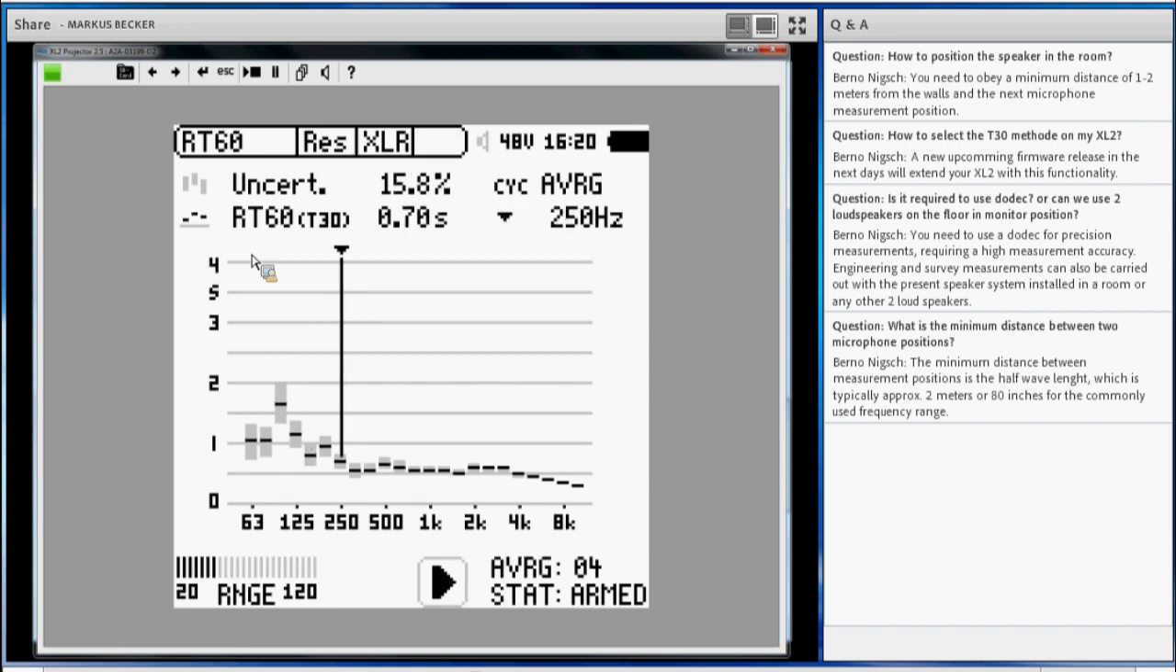So we see the RT60 result at 0.7 seconds, with an uncertainty of 15.8% for the 250 Hz band. And the uncertainty is also displayed visually. If you look at the result down here, we have a horizontal black line, which is the average of my measurements, and the grayed part around that is the uncertainty. So the actual RT60 time is somewhere between these upper and lower limits.